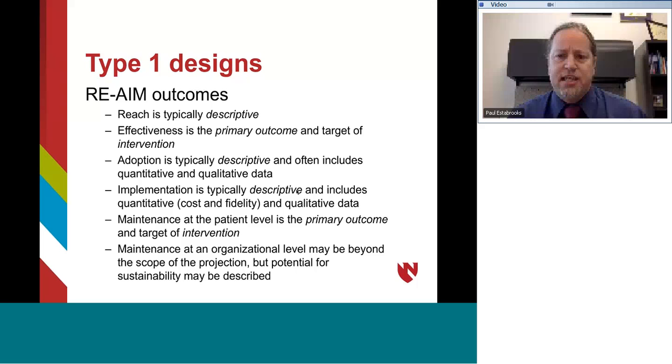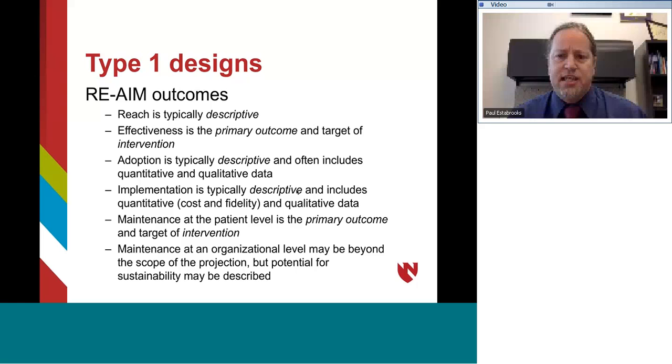Implementation in this case is also typically descriptive. It includes quantitative data, usually cost and fidelity, and in our work and the work of others, a lot of times we're using things like fidelity checklists where the people delivering the intervention identify the objectives that were achieved within a given session, and then we average that across sessions, and then also track the cost of the things that we do, and also qualitative information that can be gleaned from the people that are delivering the intervention, as well as from patients, if we wanted to ask patients about their perception of the intervention delivery. So we can get some really good information from both descriptive and quantitative and qualitative data on implementation.